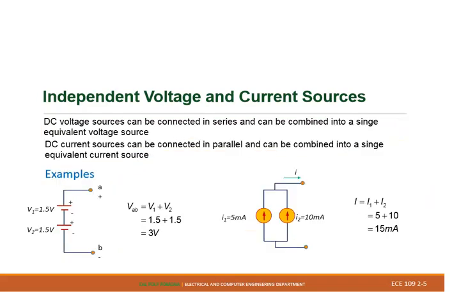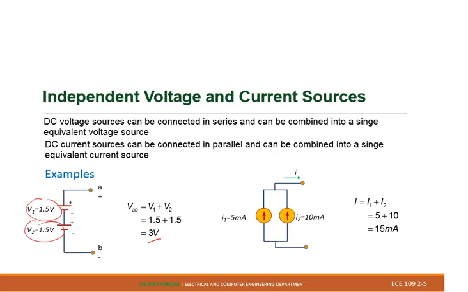DC voltage sources can be connected in series, so we can combine them and find the equivalent voltage source easily. In this one, we have 1.5 volts, minus plus here, and another 1.5 volts, minus plus. When you connect them together, it's going to be 3 volts right there. The orientation is important, negative, positive. We have to be careful about that one.